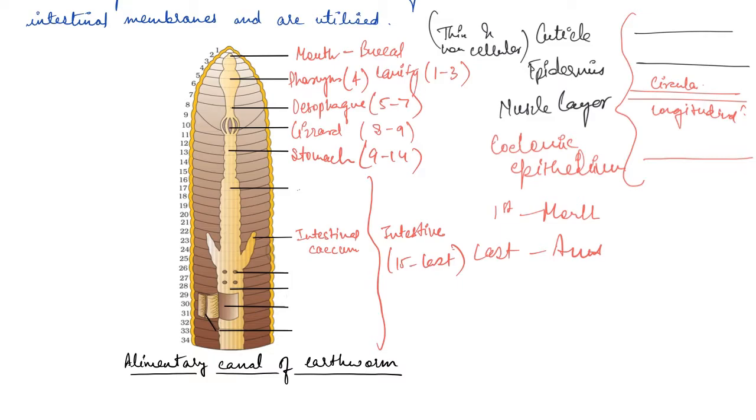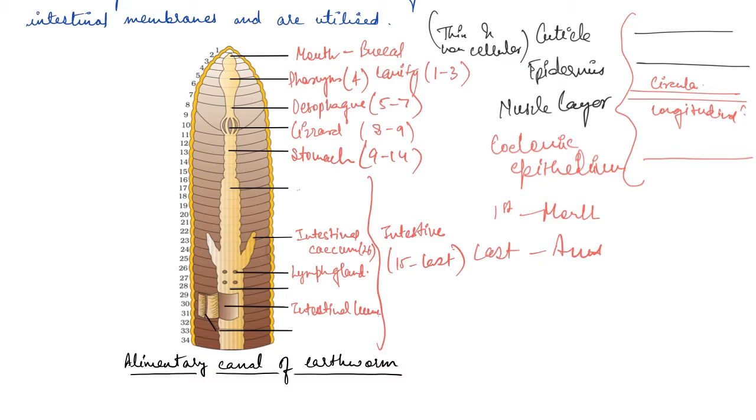Now this basically projects from the intestine in the 26th segment. This is present in the 26th segment. And you have some lymph glands. You have a lumen, so the inside of the intestine is known as the intestinal lumen, right?